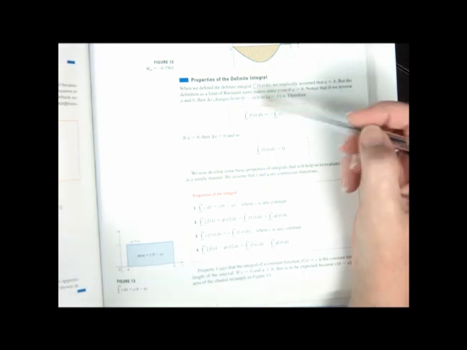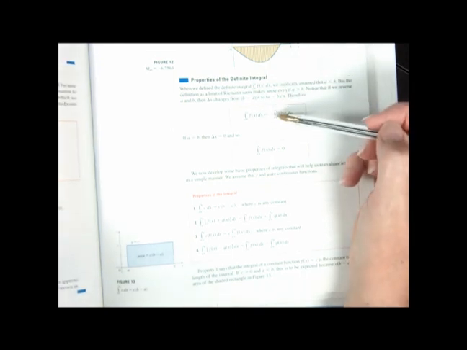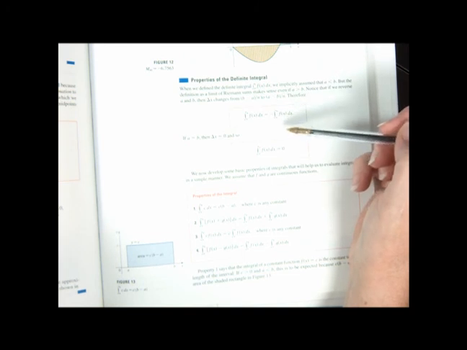Some properties of definite integrals we need to go over. If I switch my upper and lower bound, I'm going to get a negative result. So if I switch my upper and lower bound, I'll get a negative result. If I have my upper and lower bounds the same in a definite integral, I will get 0.